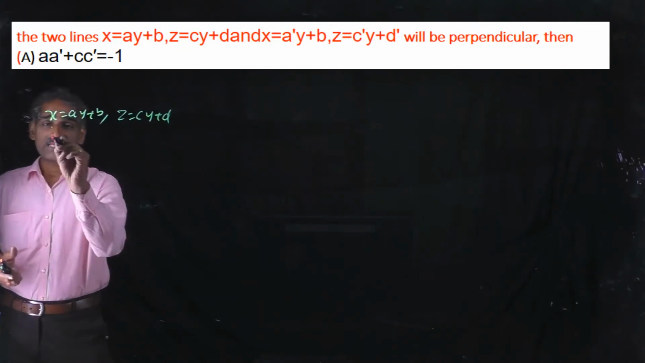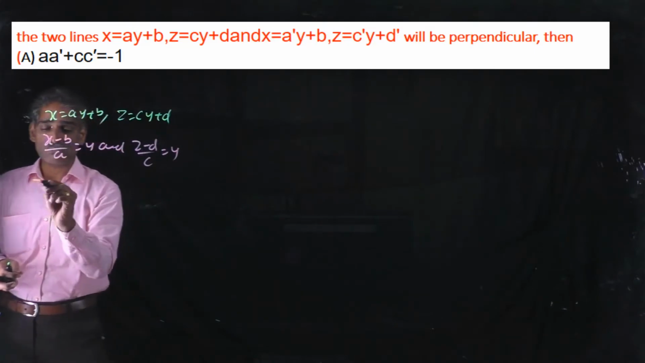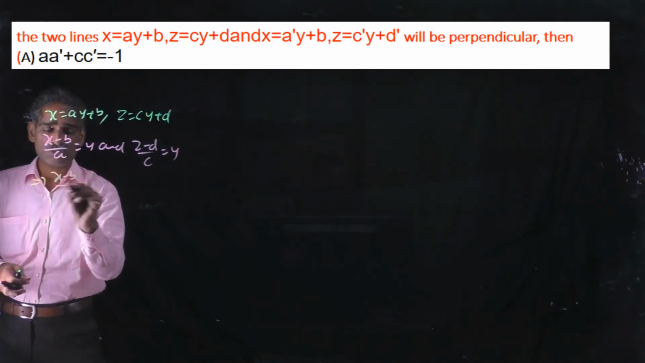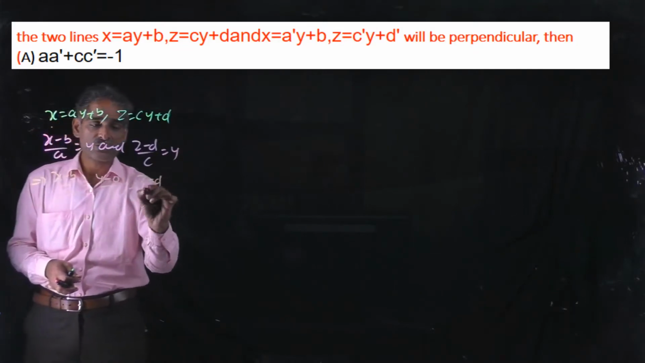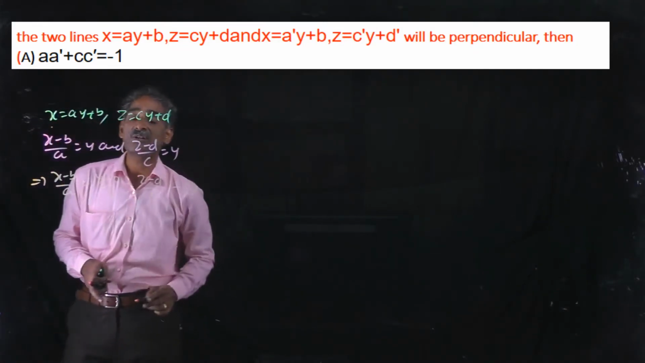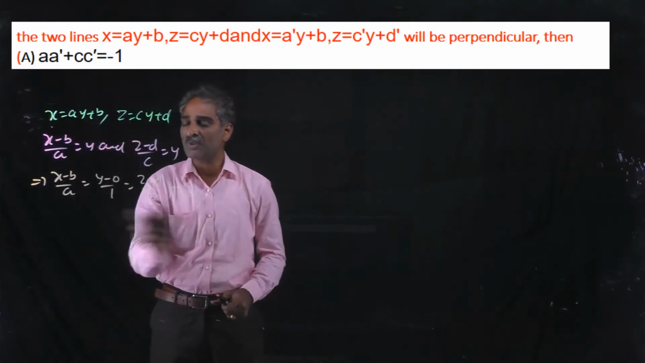Now from this we can write (x minus b) by a is equal to y, and (z minus d) by c is equal to y. From these two we can write a line equation, that is (x minus b) by a, (y minus 0) by 1, (z minus d) by c. This is the equation of the first line. With the help of these two planes we formed a line.